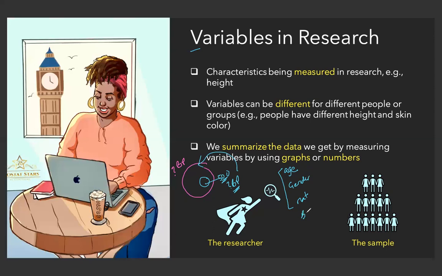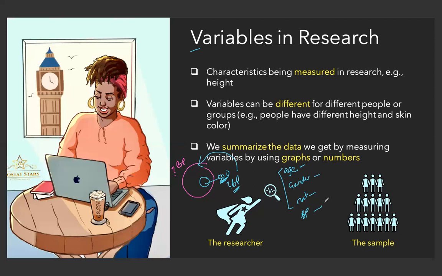And of course, I can also measure blood pressure, and this would also be different for different people. So variables are the characteristics that are being measured in research. Now, remember I have a sample of 500 people. So when I measure all these variables, I'm basically going to get data all over the place, because I'm measuring the age for 500 people, the gender for 500 people, the nationality for 500 people, and the blood pressure for 500 people. So that's a lot of data.